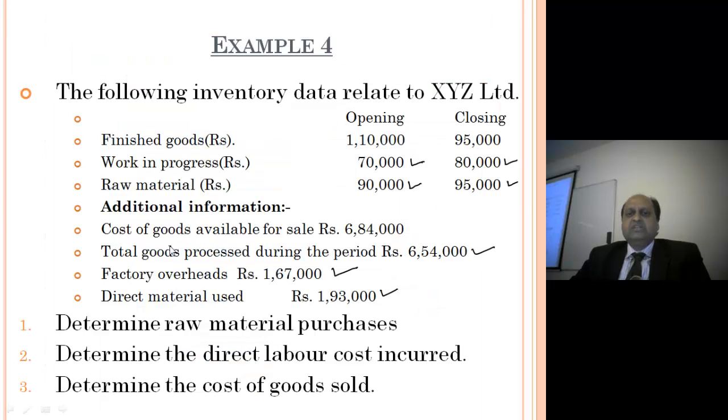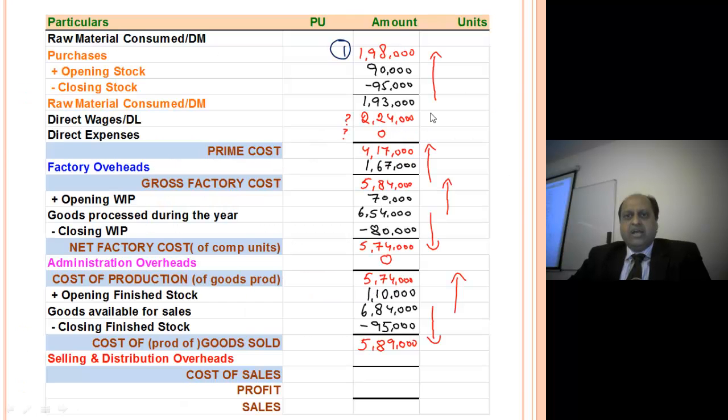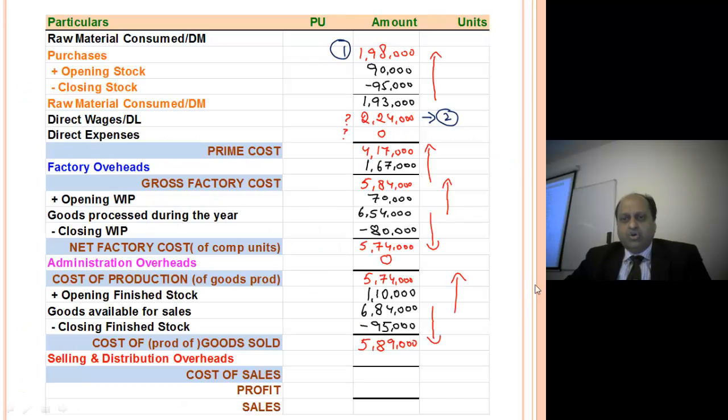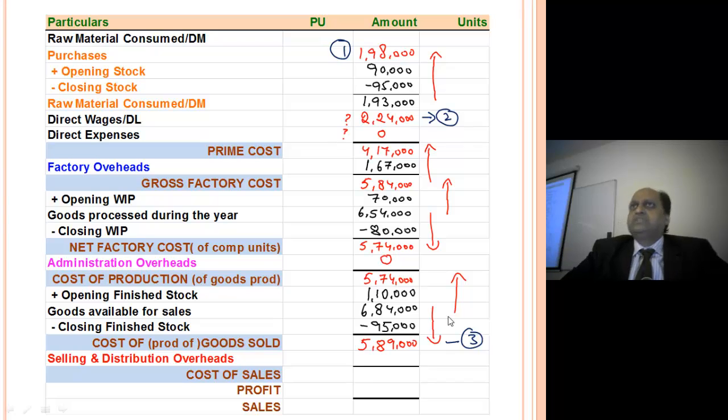Second is determine the direct labor cost. So here is the answer for the second part. Yes or no? Third is determine the cost of goods sold. So here is the answer for the third part. So all the parts asked in the question have been found. So is it clear or not? Easy or difficult? How many of you could do it? Good, good, good.